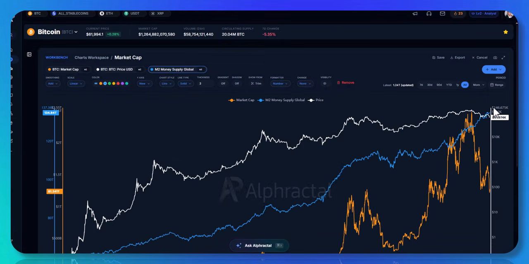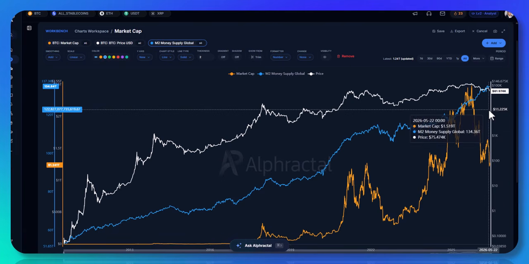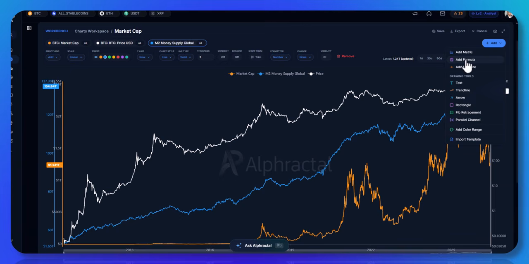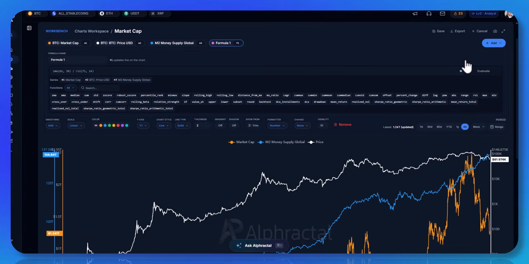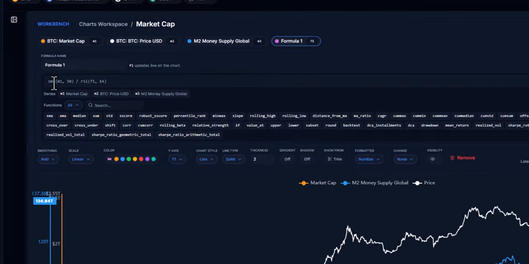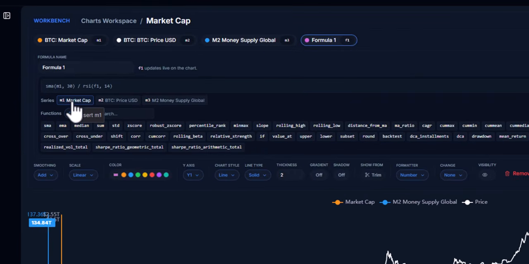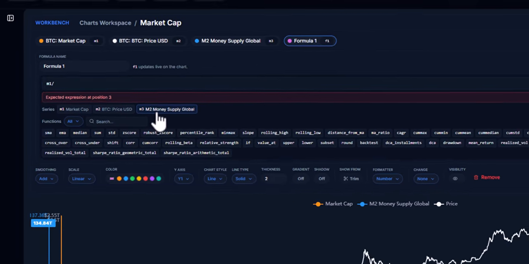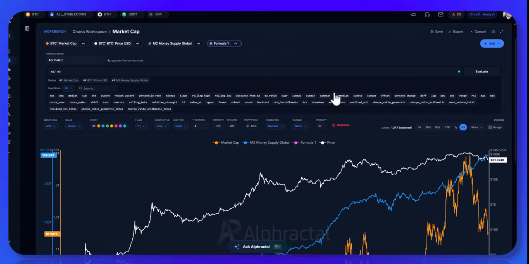Now, let's look at a simple example of a custom formula. Imagine I want to create a metric to compare Bitcoin's market cap with global liquidity. The basic formula would be Bitcoin market cap divided by global M2, where the market cap is identified as M1, where this letter M stands for metric, and global M2 is identified as M3.